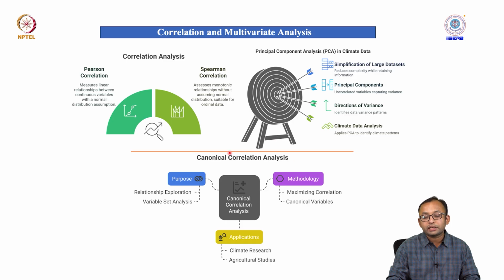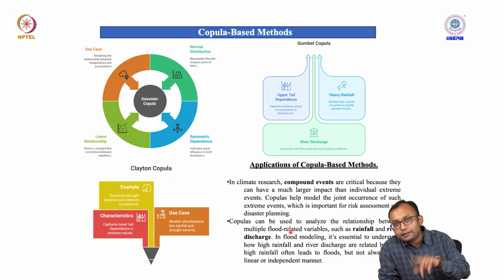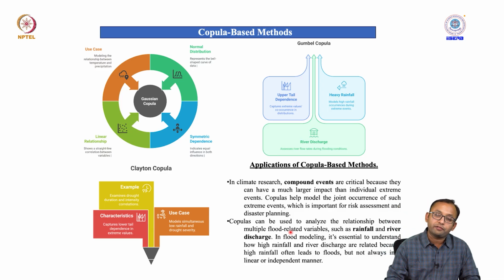There is another way, canonical correlation analysis, which is basically an exploration of relationships between variable sets, and here we can also use maximum correlation canonical variables, with applications in climate research and agricultural studies. There is another multivariate approach which is very famous these days, called the copula based method.